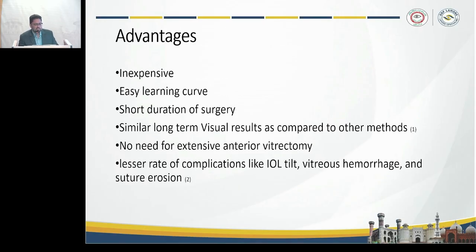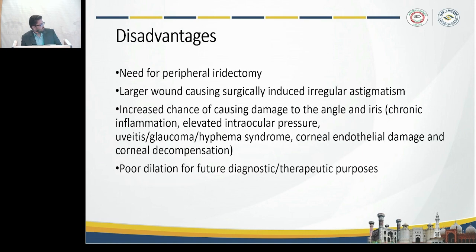Advantages of this technique are that the materials used are inexpensive, no sutures are involved, it has an easier learning curve, the duration of surgery is shorter, and the long-term visual results are shown by studies to be equal to scleral fixation methods or other methods. There is no need for extensive anterior vitrectomy. There are fewer complications like IOL tilt, vitreous hemorrhage, suture erosion.